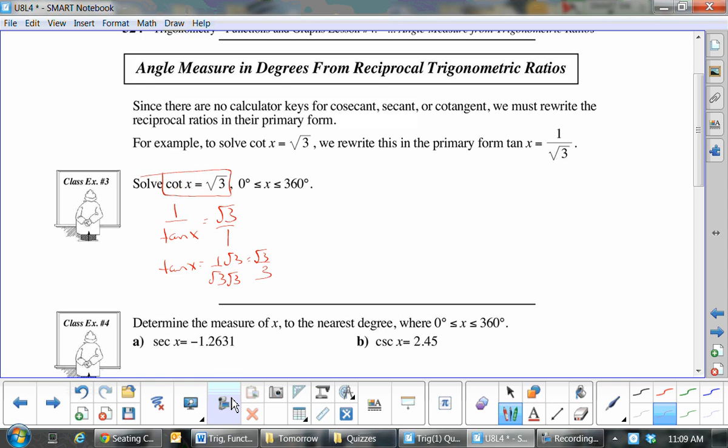Now, here's how you do these. After you've done that, that's like step A. Now we've got to do step 1. So this is A. This is like getting rid of the reciprocal. I can't even start this thing till I've done A. Now, step 1 is find out what quadrants I am in.